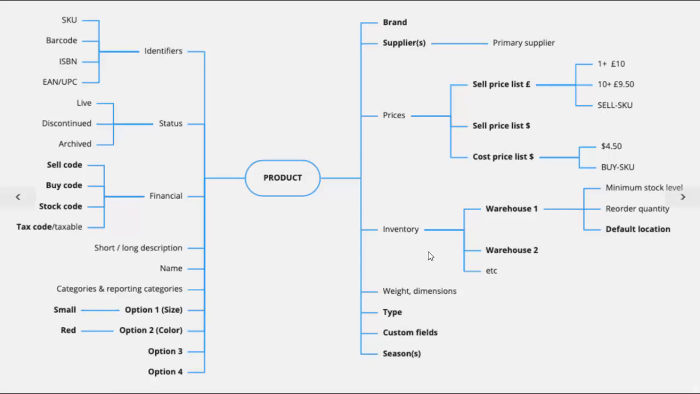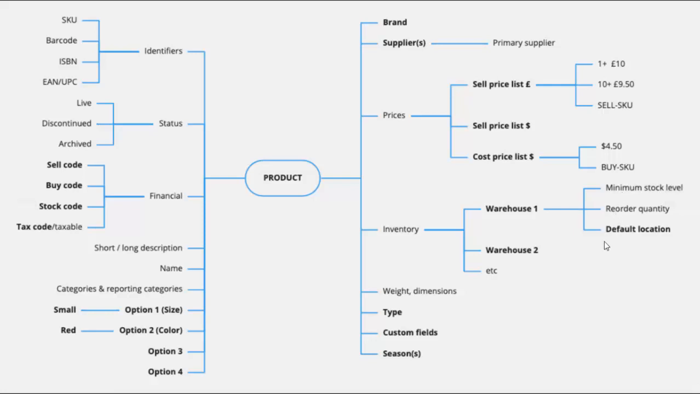Inventory is managed separately from products, in that a product can exist without any inventory for that item existing. I'll cover inventory in another video. Products have various values which are used in the inventory module. So for each warehouse, a product can have minimum stock levels, a reorder quantity, and a default location.